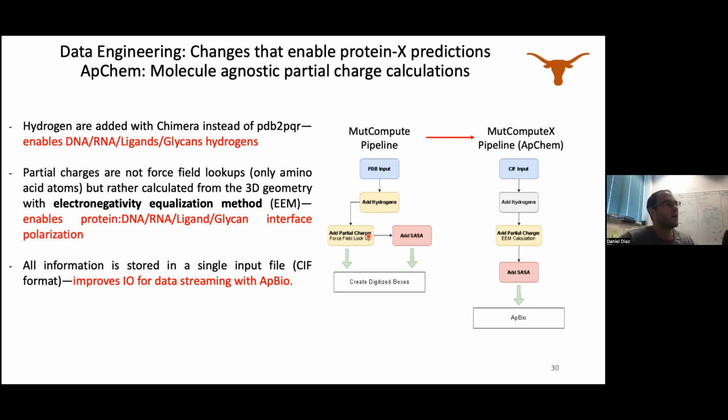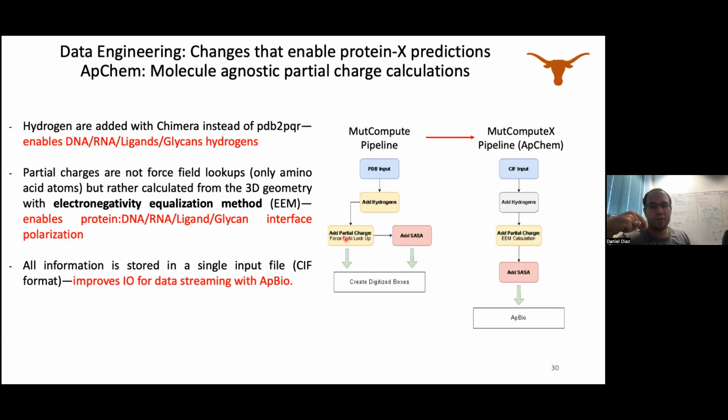We instead use this physical chemistry method called electronegativity equalization. It's molecule agnostic, so it doesn't care if the atom is from serine or threonine or glutamine or some amino acid. It just looks at the atom and looks at the local chemistry going on, the local geometry of how the atoms are oriented in space and the atoms that are nearby, to determine a charge on each atom.